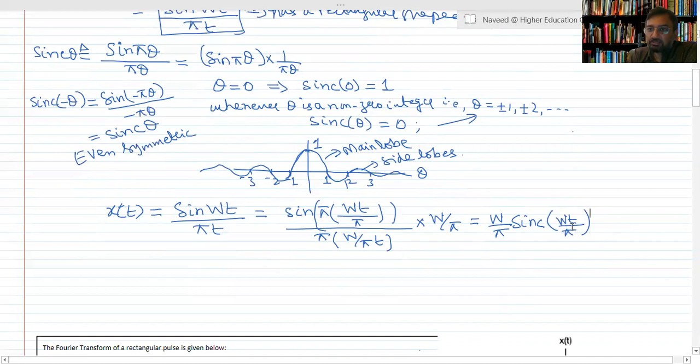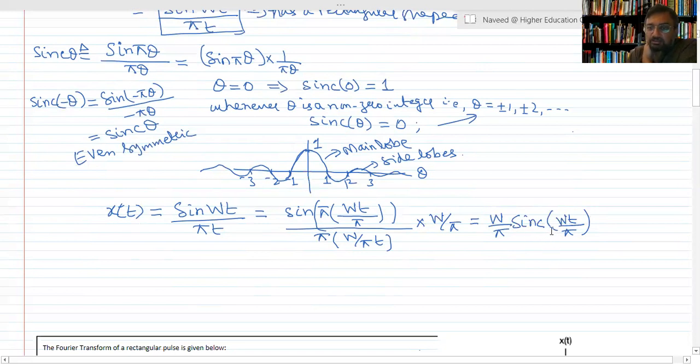At t equal to 0, now if we are interested in the plot of this function with respect to variable t, at t is equal to 0, the argument of Sinc is 0, so this is 1, and we will get W over pi. At t is equal to 0, the value of x(t) is W over pi.